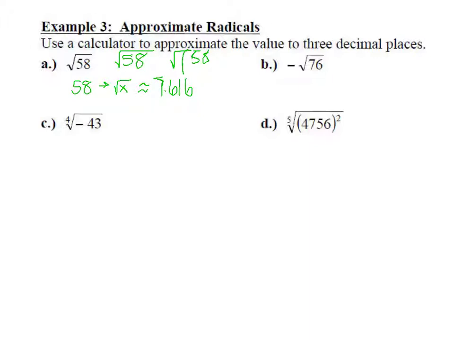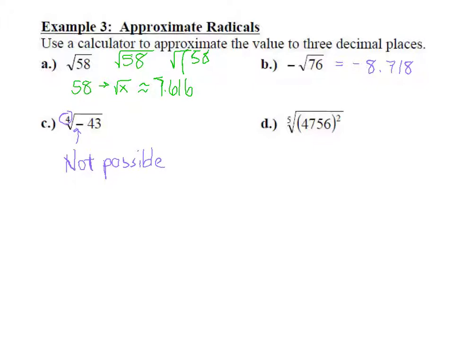For B, you notice you have a negative out front, so you're going to need a negative in your answer. So this is going to be a negative, and then square root of 76 gives you an 8.718. Now, if you have to find a fourth root of a negative number, it doesn't matter what that negative is. If you have an even index, 2 or 4, and if you have a negative underneath, and if you have to use your calculator, then this is actually not possible by using your calculator. So if you plug it into your calculator, it'll probably say something like error, domain error, something along the lines of that.